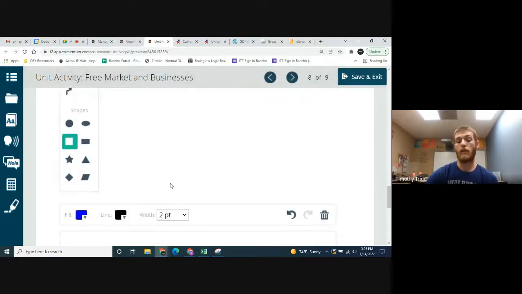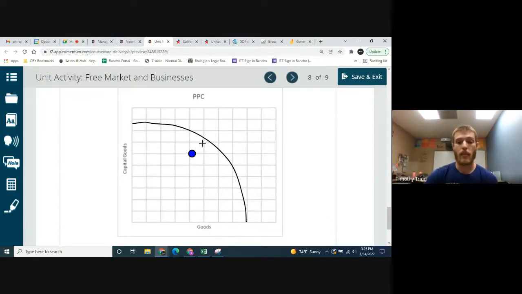So if you, in that essay you wrote on the previous page, if you predicted the economy is going to do better, then you want to draw the square closer to the curve. So it went from here to here, which means the economy is getting better. Now, if you think the economy is going to get worse, you want to draw the square farther away from the curve, like here. Okay, so depending on what you argued in the previous essay, that's going to determine where you draw your square. Okay, if you think the economy is going to do better, we want to draw the square closer to the PPC. If you think the economy is going to do worse in the coming years, we want to draw the square farther away from the PPC.